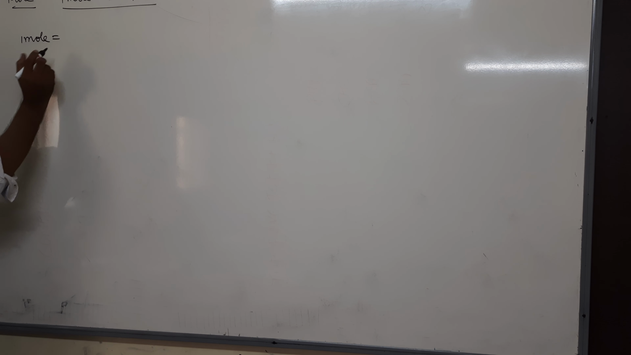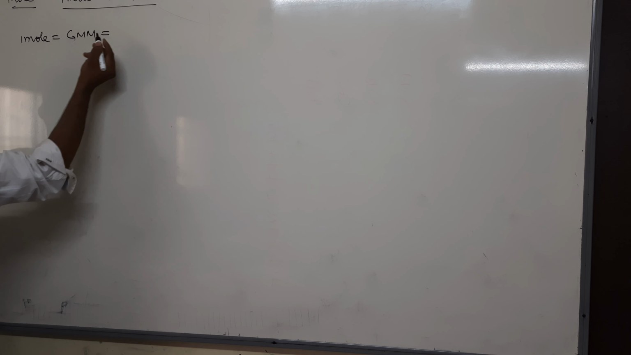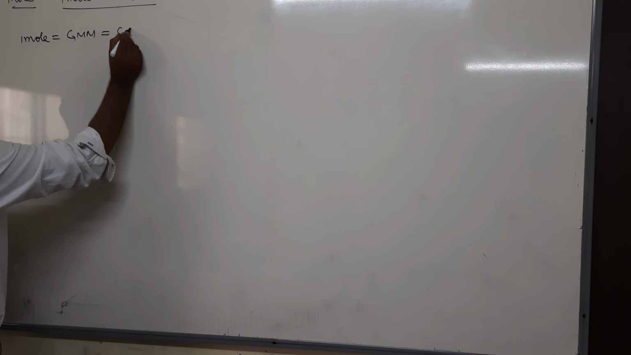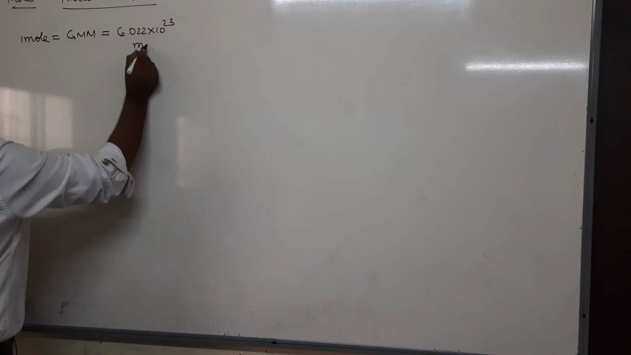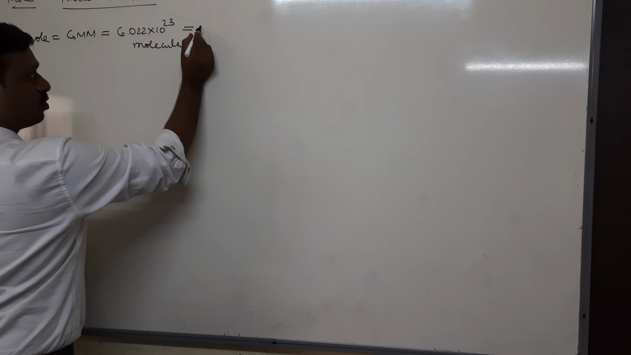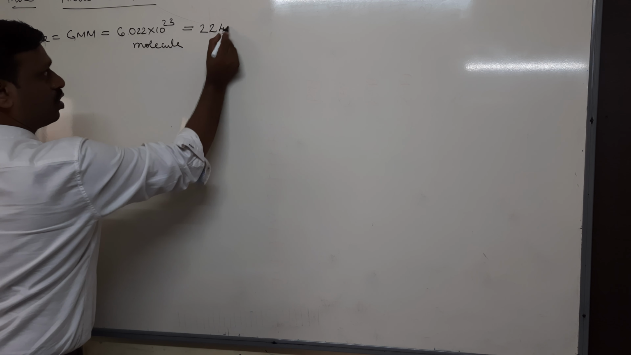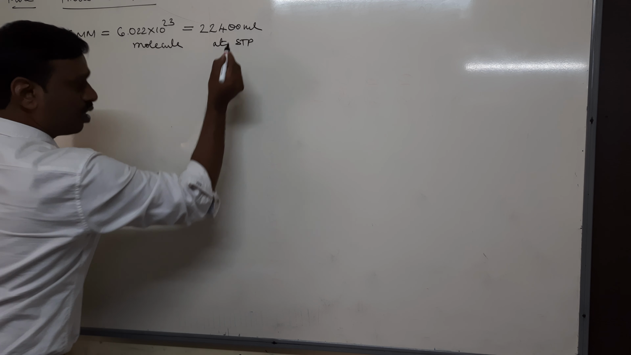In the last class we also wrote that 1 mole is equal to the gram molecular mass, right? 1 mole is also equal to how many molecules? 6.022 × 10^23 molecules, right? Then 1 mole also occupies how much volume? 22,400 ml. At what condition? It must be STP condition. Okay, so this was also completed yesterday.